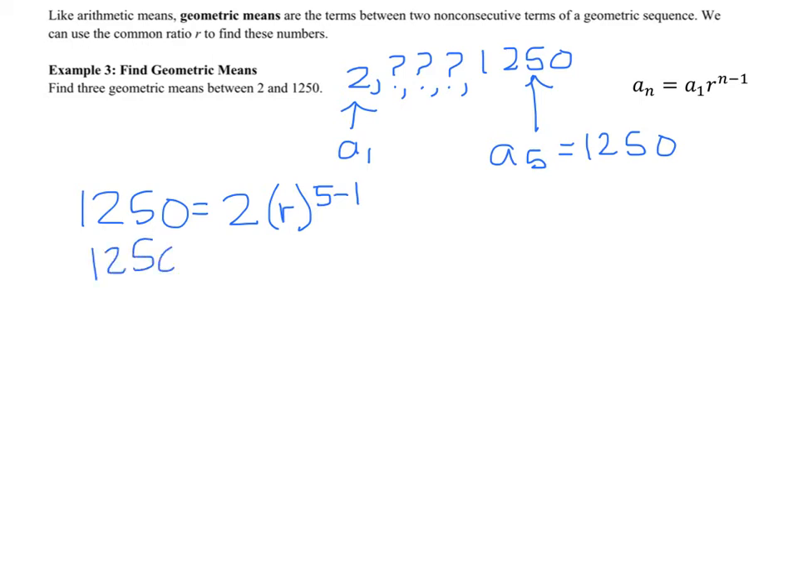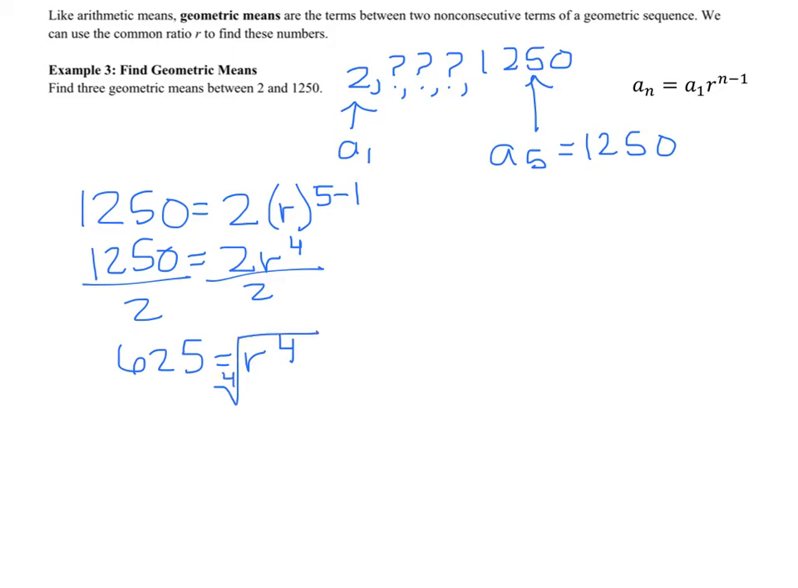So we're simplifying this. I'm going to have 1,250 equals 2 times r to the 4th power. I'm going to divide both sides by 2. So taking 1,250 divided by 2, I'm going to get 625 is equal to r to the 4th power. Solving for r, I'm going to take the 4th root. And if I take the 4th root of 625, I'm going to get 5.